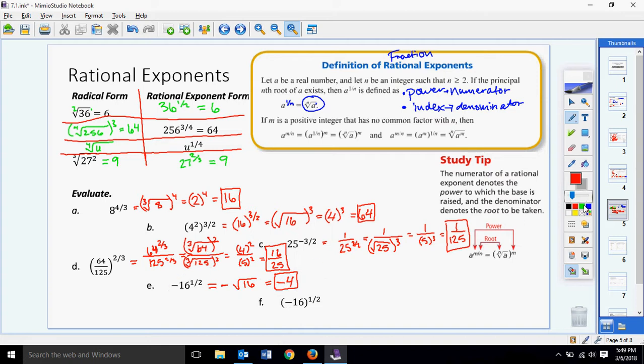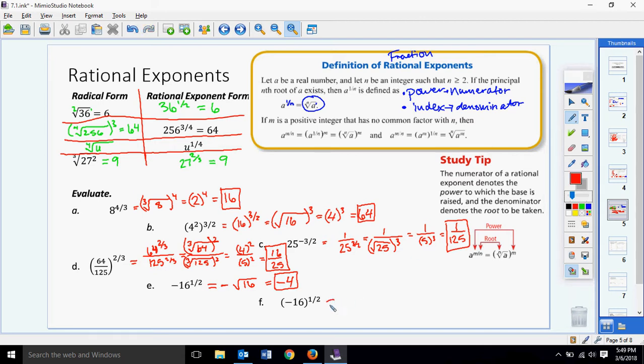The problem would be different if I had parentheses around the negative with the 16. Because what that means is, hey, now you're taking the square root of negative 16 to the first power. And we can't take a square root of a negative number, so that would not have existed. So parentheses matter, especially when we're dealing with negatives.